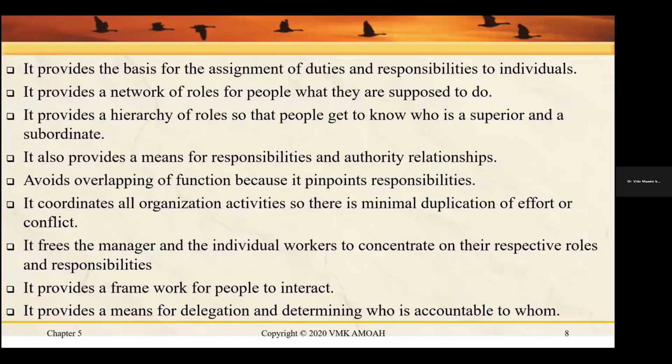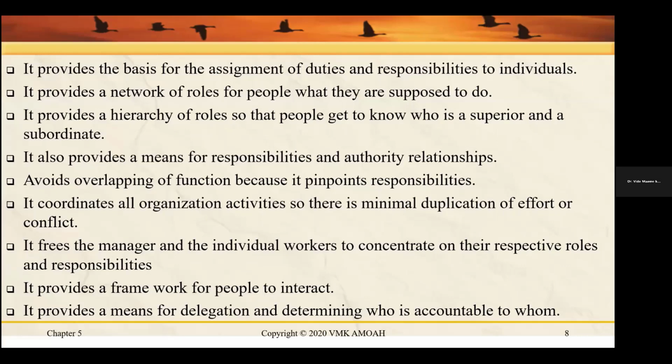When you have the structures and assign responsibilities to individuals, it provides a network of roles, of what people are supposed to do. The organizational chart helps us with these responsibilities. It can also provide a hierarchy of roles so that people get to know who is a superior. As we get into the elements, you know what kind of things we are supposed to do, the elements of organizational structure.